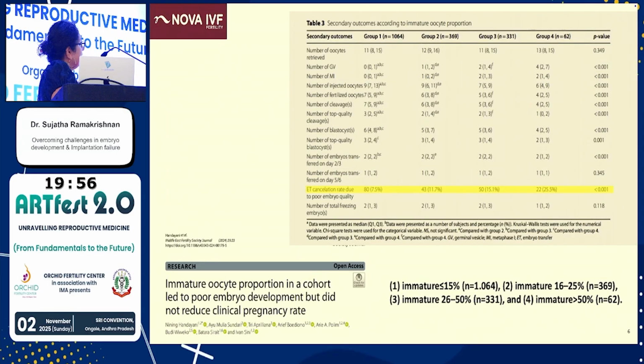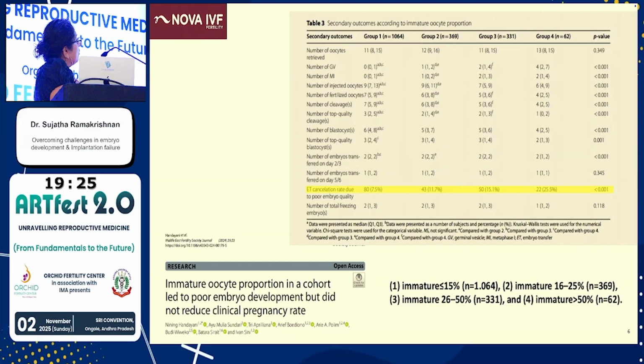Now, this is a study. It's an interesting one here. What they have done is they have segregated the patients depending upon the proportion of immature oocytes. You can see here the group 1 has less than 15% immature. Group 2 has 16 to 25%. And group 3 has 26 to 50% of the retrieved oocytes immature. And in group 4, the percentage of immature oocytes was more than 50%.